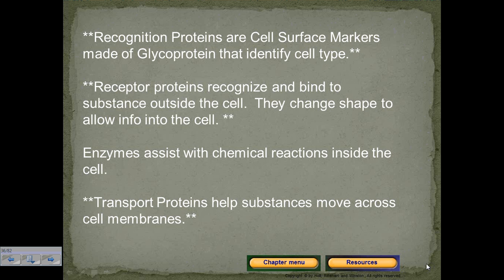And then remember, enzymes are proteins too, right? And so enzymes help with all of our chemical reactions inside the cell. So you've got those proteins too that are going to be in there. And then the third one here, which is embedded in the plasma membrane, are transport proteins, which are going to help those substances move across. Okay? Things that are too big, once again, to fit right between these phospholipids, they're going to enter through that channel, through that tunnel, basically.